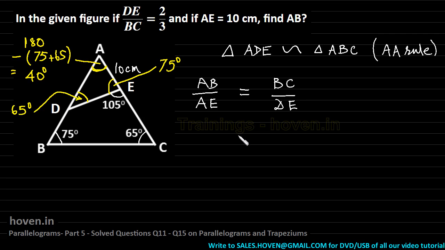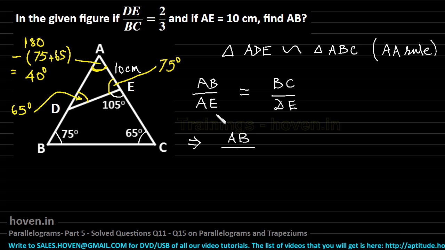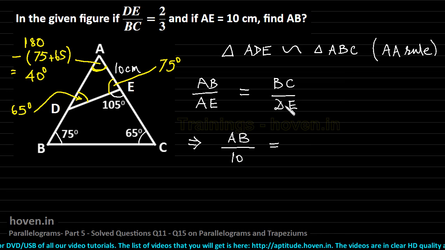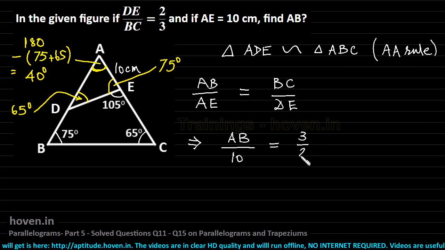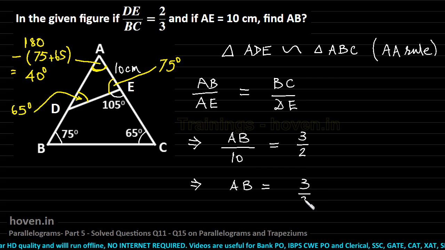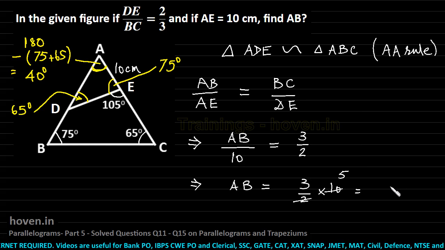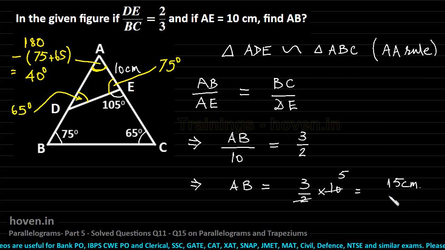Now we can substitute what is given to us, which implies AB is required. So write AB as such by AE. AE is 10, so we'll write 10 here, which is equal to BC is to DE. DE is to BC is 2 by 3, so reverse, reciprocal. So BC to DE will be 3 by 2, which implies AB is equal to, take 10 to the other side, 3 by 2 into 10, which is equal to, we can now cut these on 5, is equal to 15 centimeter, which is the answer.